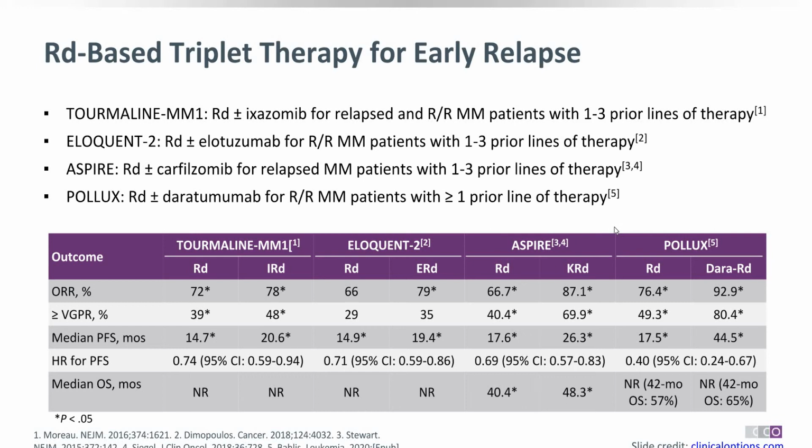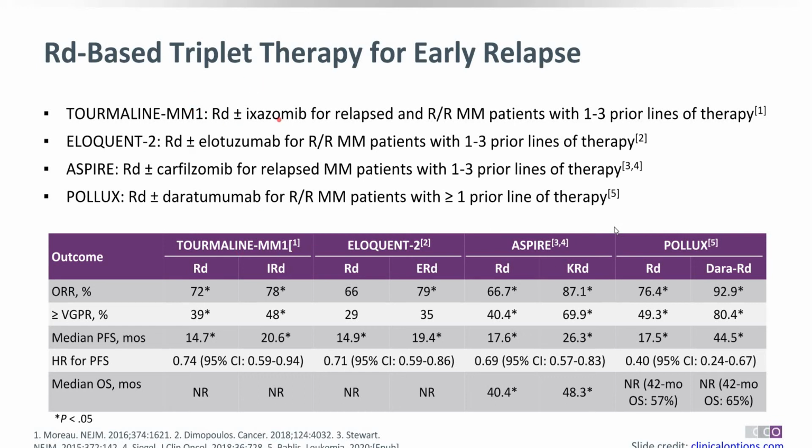RD means Revlimid, the original trade name for lenalidomide. So Revlimid, dexamethasone based triplet therapy for early relapse. So what are we going to add as a third drug with the RD? All these trials are there in your slide. One trial was Tourmaline MM1.